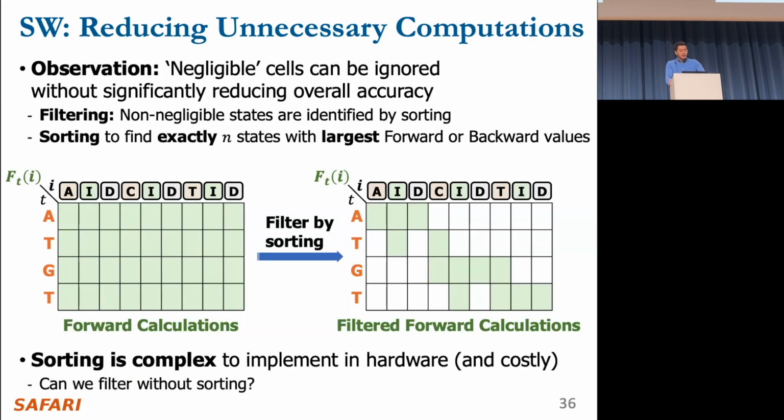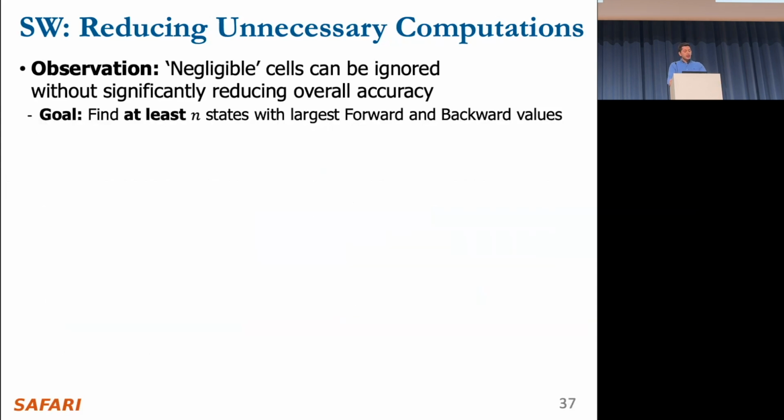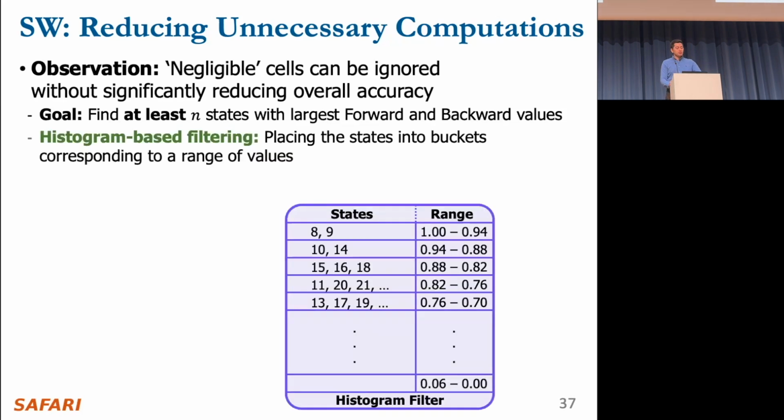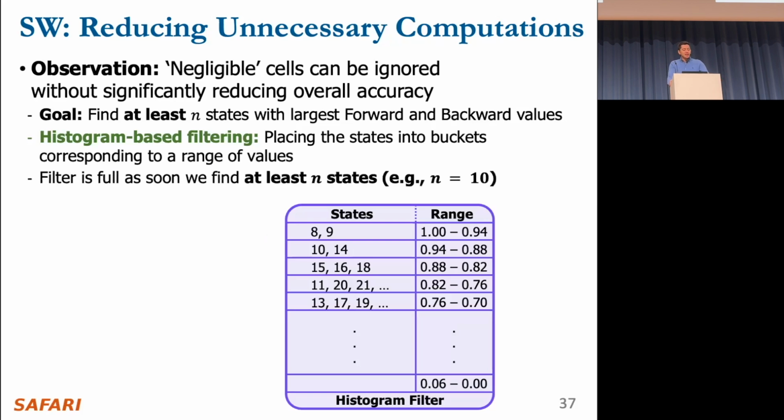And the question is, can we filter without sorting? And the answer is somewhat yes. So instead of finding exactly n states or n cells, we revert the problem to finding at least n states with the largest forward and backward values. And to this end, we propose this histogram-based filtering where the values in the cells are included in the buckets corresponding to their values. So if the value is large, they are inserted in the corresponding bucket, let's say. And what we can really do is that we can filter all these cells as soon as we find at least n states or n cells.